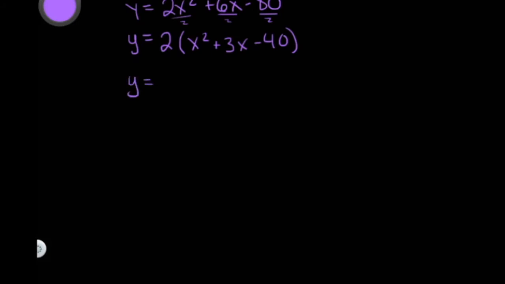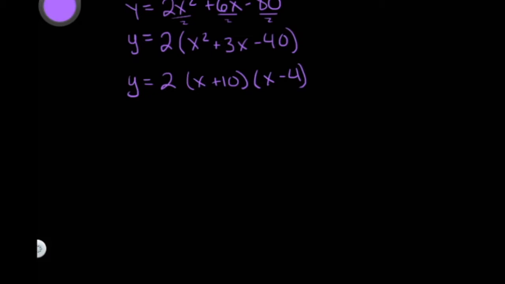So let's factor this: x squared plus 3x minus 40. What are two numbers that will multiply to give me my last term, negative 40, and add to give me positive 3? Well, the only numbers that will work here would be 10 and negative 4. So my factored form here is going to be x plus 10 and x minus 4.